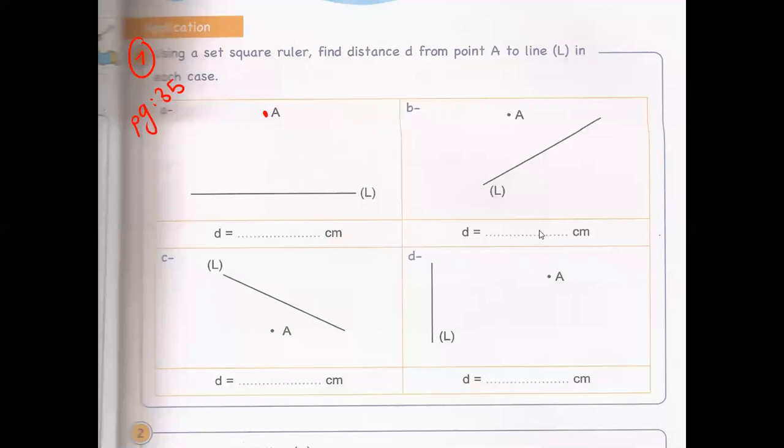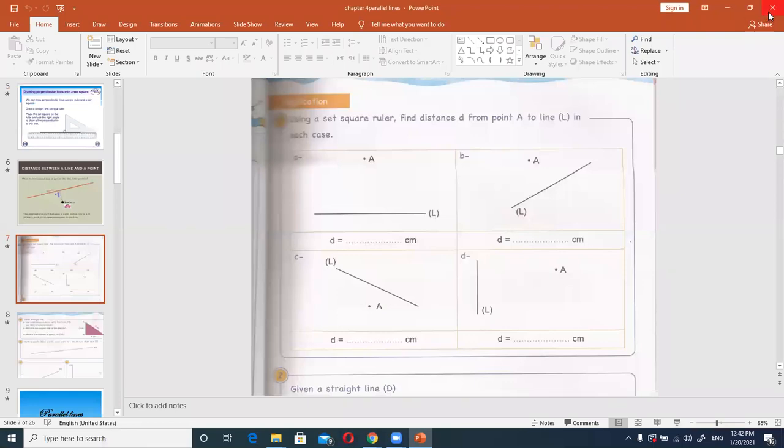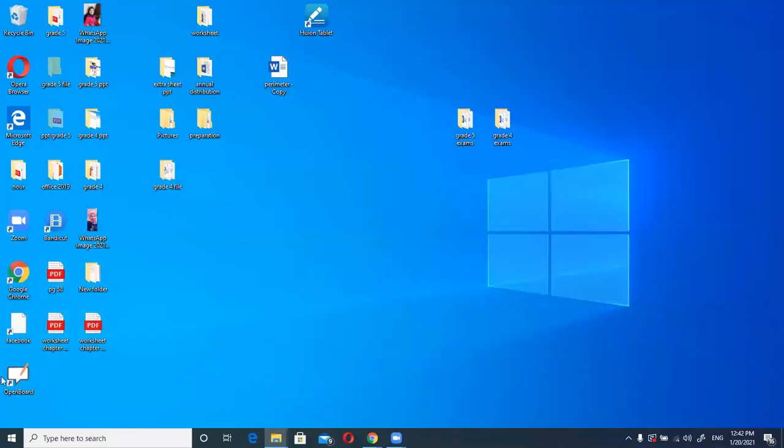How do we find the distance from a point to a straight line? I use a ruler in order to find this distance.